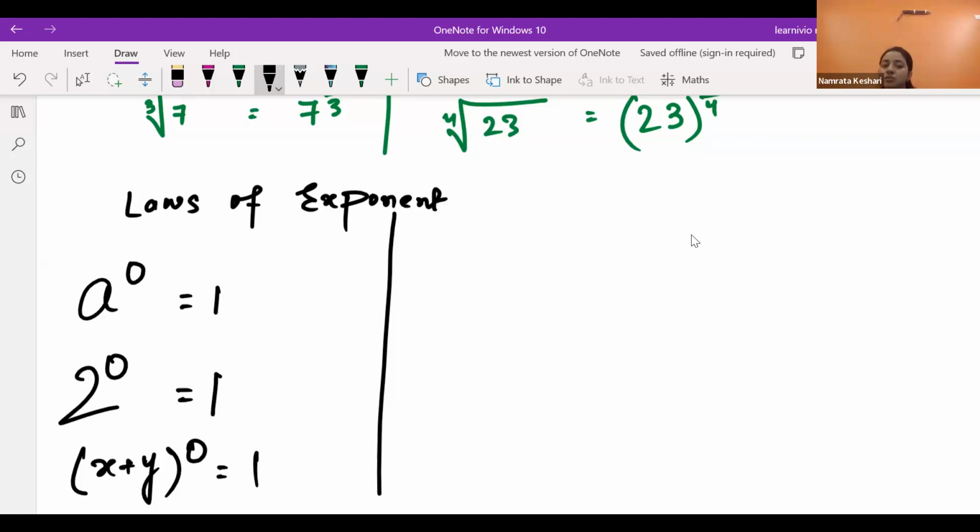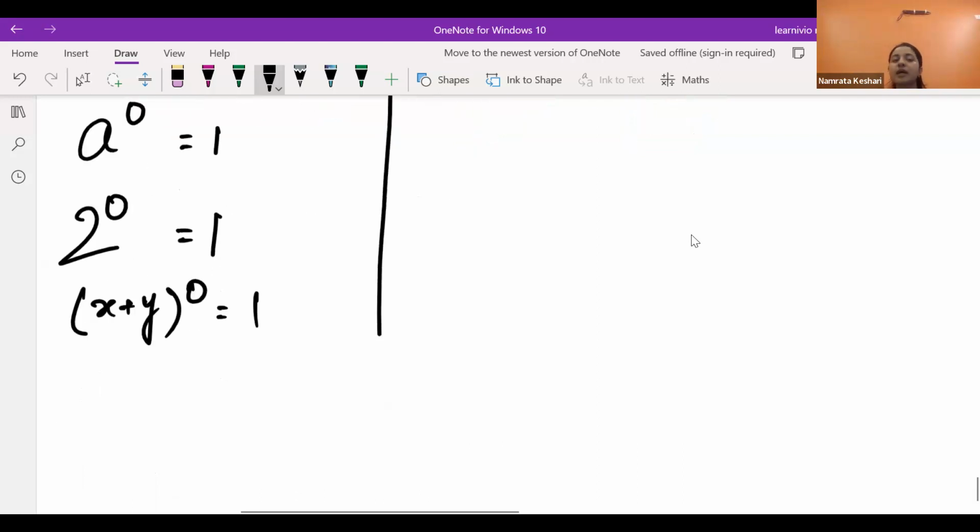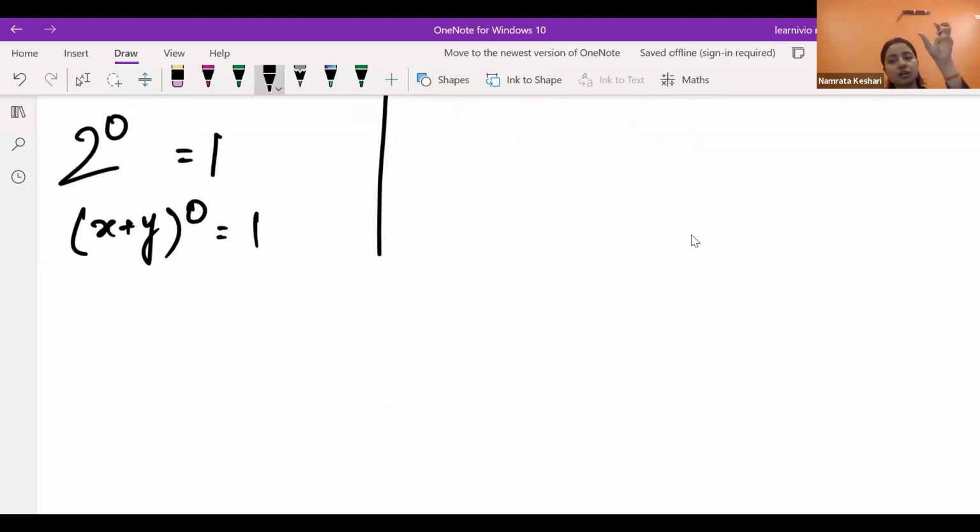So this is also one of the rules. That means whatever you can see over there doesn't exist. Power 0 means it's not there. Only our eyes can see it, but it's not even there. Okay, and the result is 1.